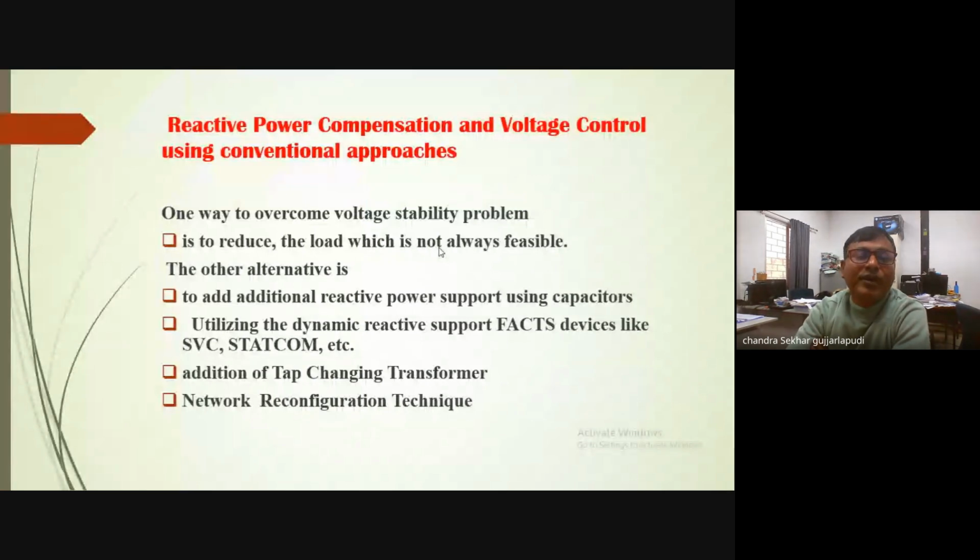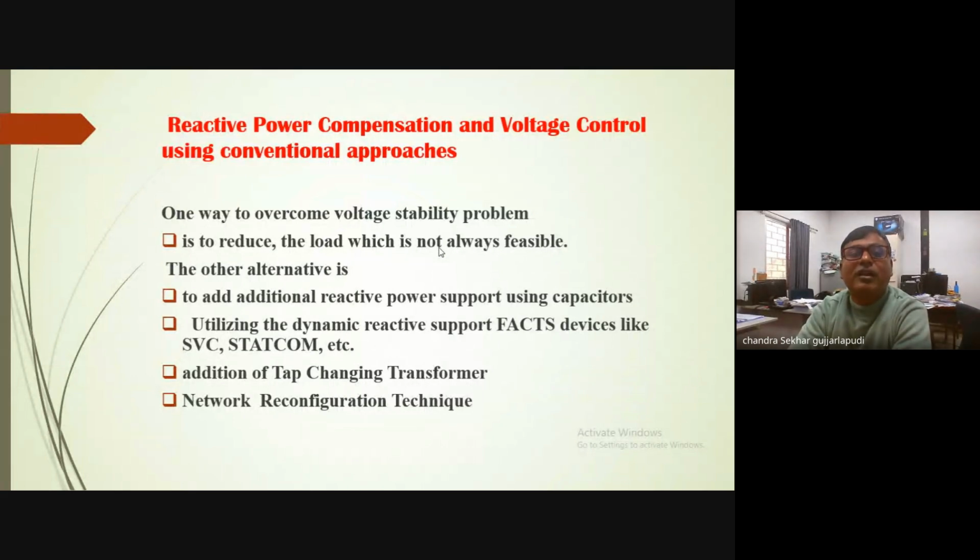And nowadays, we are utilizing FACTS devices like SVC and STATCOM, which can inject leading var as well as lagging var as per requirement. So that can also serve as a solution. Along with that, we can improve the voltage level using the tap changing transformer also. So these are the conventional methods through which we can improve conditions having voltage stability issues.